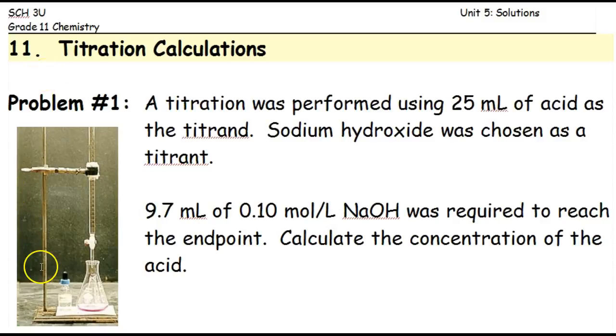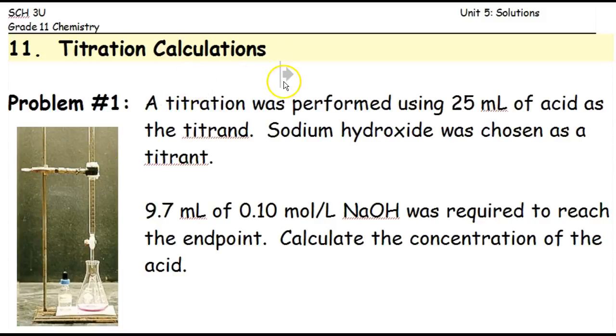So titration, remember, involves using a burette to find out the concentration of some kind of substance. In our case, it'll be an acid that we're looking to find out its concentration, and so that we call the titrand, and the base that we're using, and we know its concentration, is called the titrant.